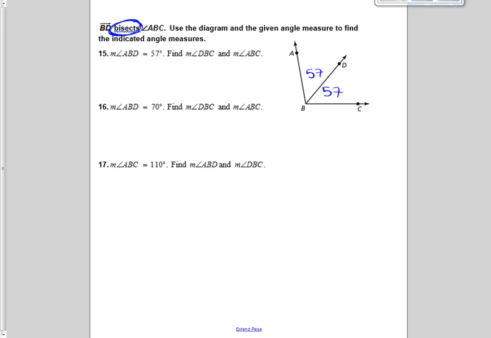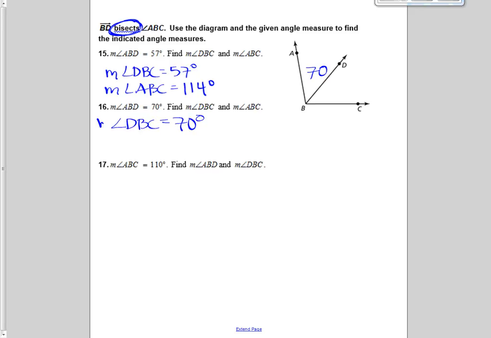So just make sure you're writing your stuff down. So the measure of angle DBC is 57 degrees, and the measure of angle ABC is 114. Then they do this exact same problem again, but they switch it. ABD is now 70. So what's DBC? 70. And the measure of angle ABC.